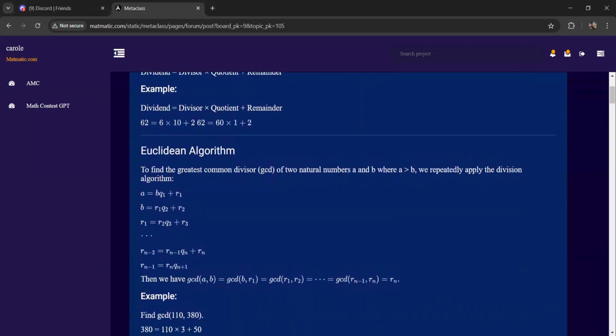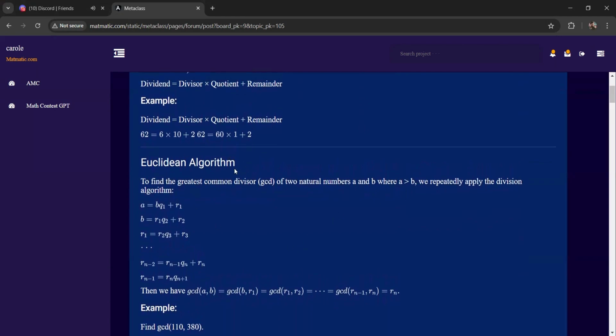Next, we have the Euclidean algorithm. So I'm sure a lot of you guys have heard of this before, even if you don't know about it. Essentially, it's just to find the greatest common divisor of two natural numbers A and B, where A is greater than B. Remember that A is greater than B. So for the Euclidean algorithm, essentially you're just applying the division algorithm over and over again until the remainder is 0.